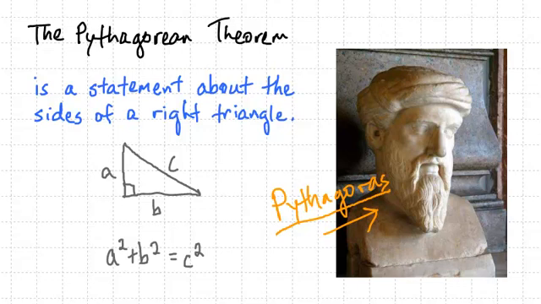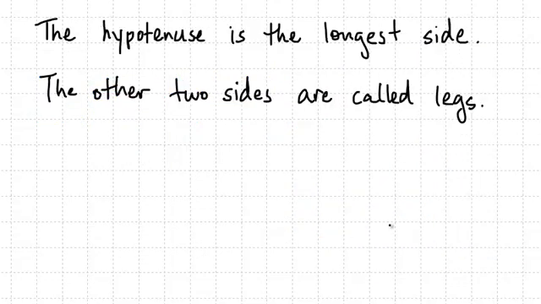Okay? So, before we get into examples of using the theorem, I just wanted to define a couple of words for you. We're going to be talking about sides of a right triangle, and they have special names. The hypotenuse, this crazy word here, is the name we're going to use for the longest side. Okay? And the other two sides we're just going to call plain old legs.